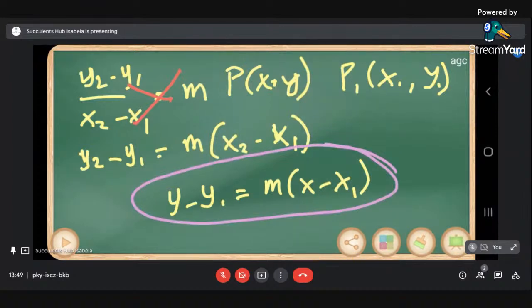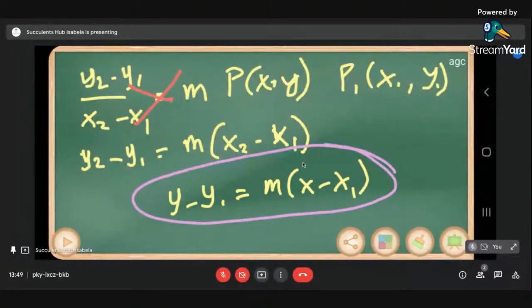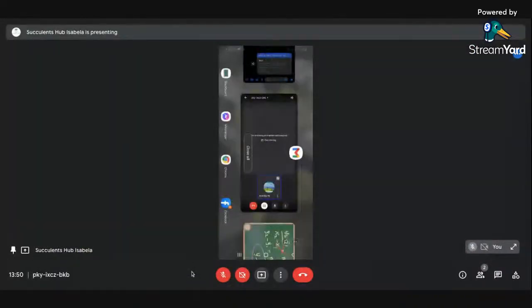What does point slope form mean? Means that you can make use. Nag-e-echo ba? Sorry. Wait lang. Sorry.